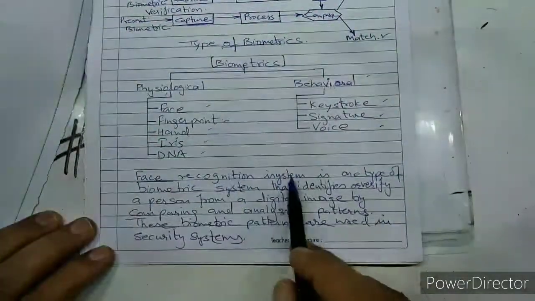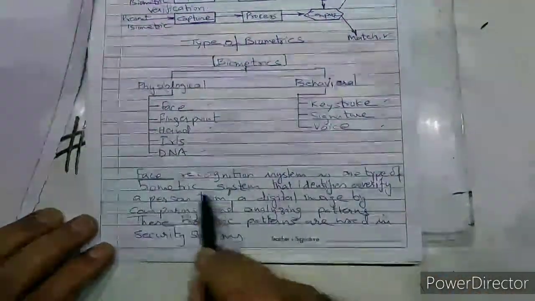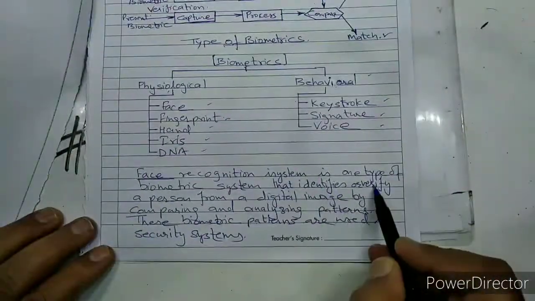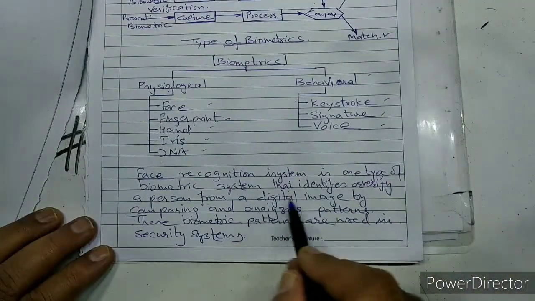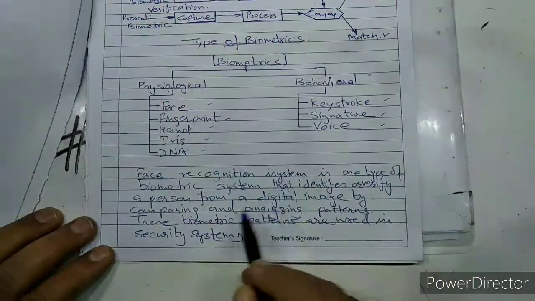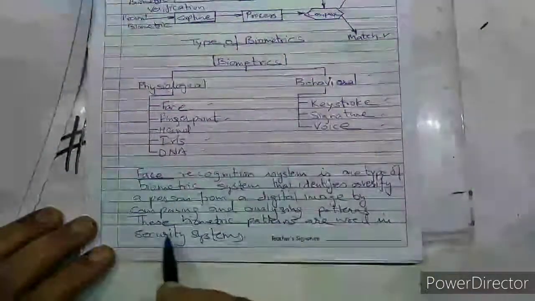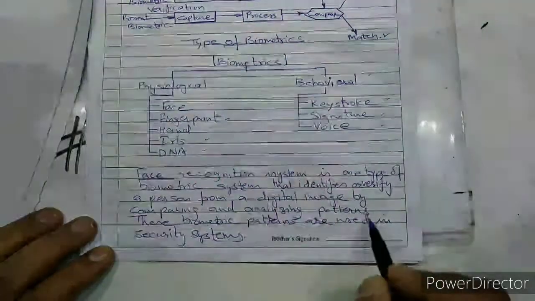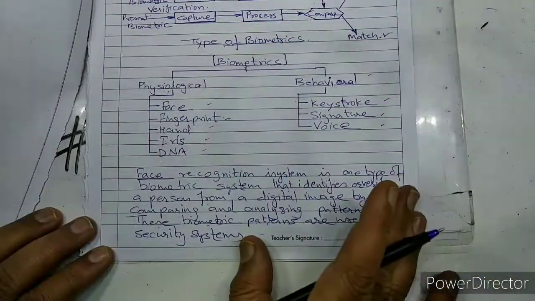Face recognition system is one type of biometric system that identifies or verifies a person from a digital image by comparing and analyzing the patterns. These biometric patterns are used in security systems.